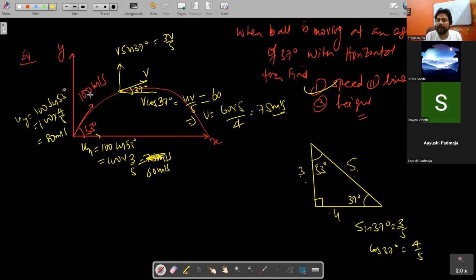Yes, 100 meter per second was the initial velocity. Now it will go up. Gravity works on the ball. So speed will keep on decreasing now with time. And at maximum height, it will have only horizontal direction velocity, right? Yes. So first you have to find the speed.